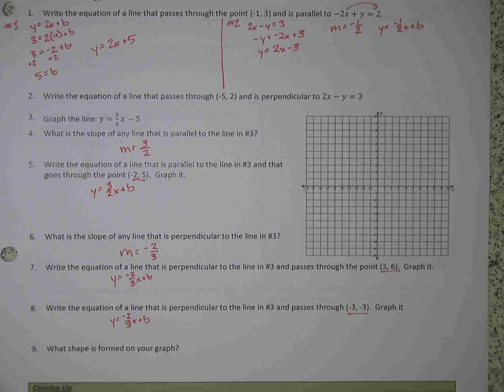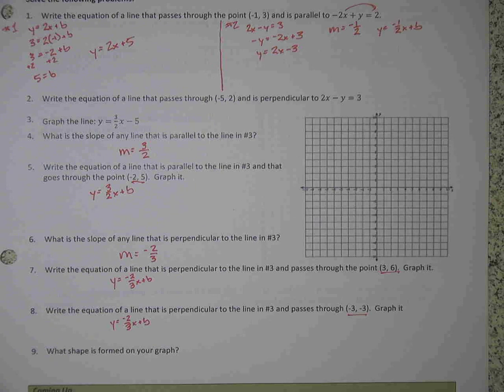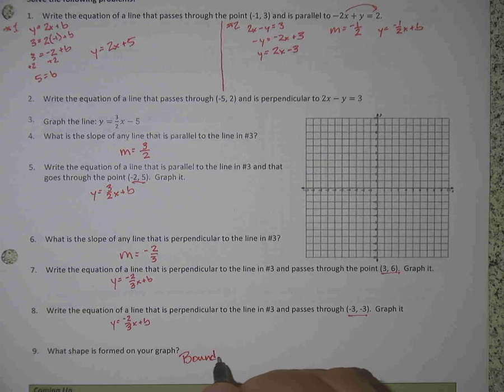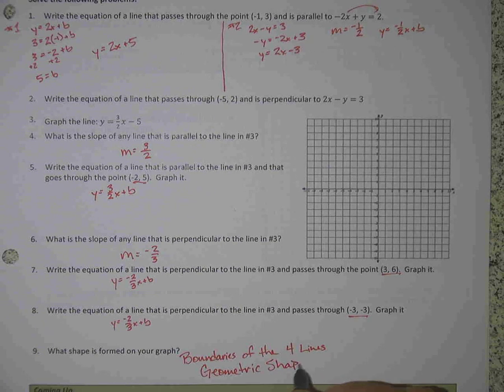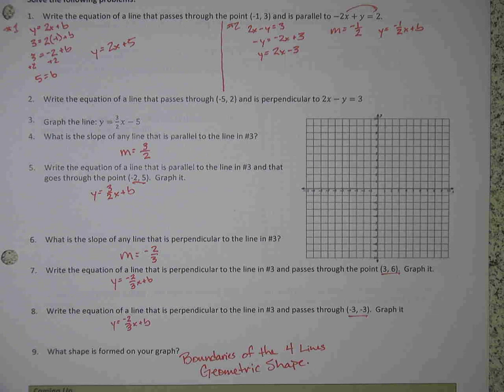Number 9 asks, what is the shape that is formed on your graph? Really, you're looking at 4 lines that are going to intersect somehow, and you want to look at what the boundary of the 4 lines creates. I'm looking for a geometric shape. That's what I want your answer to be, some sort of geometric shape that's formed when those 4 lines intersect.